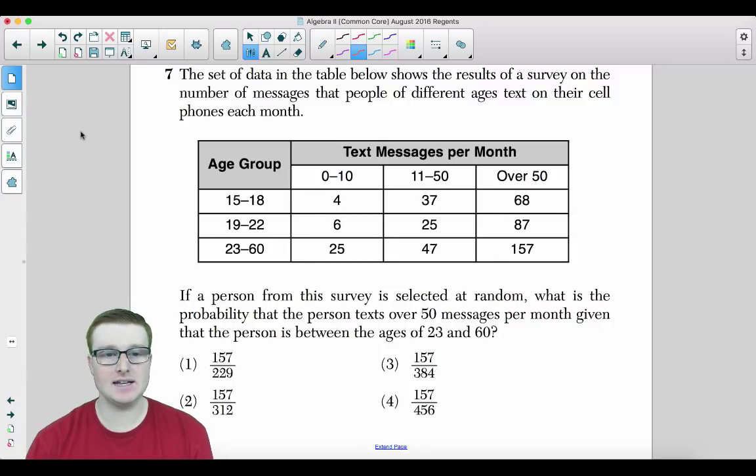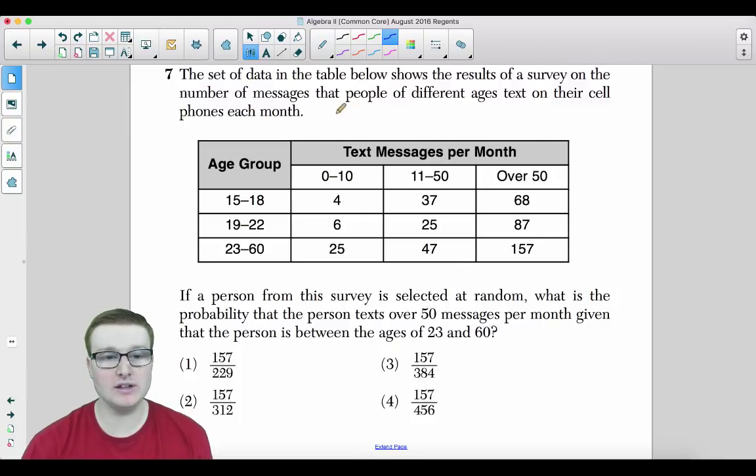Moving on to number 7. The set of data in the table below shows the results of a survey on the number of messages that people of different ages text on their cell phones each month. If a person from this survey is selected at random, what is the probability that the person texts over 50 messages per month, given that the person is between the ages of 23 and 60?